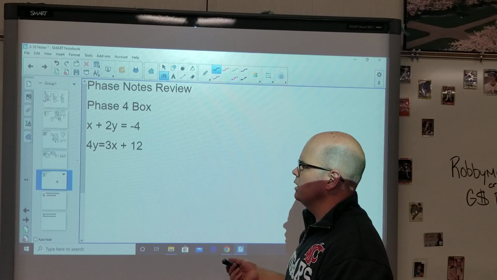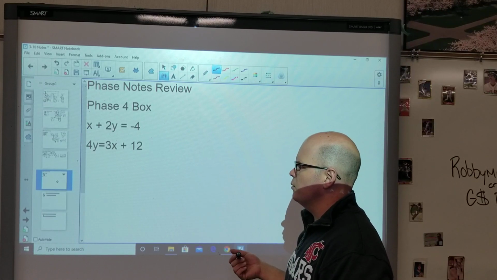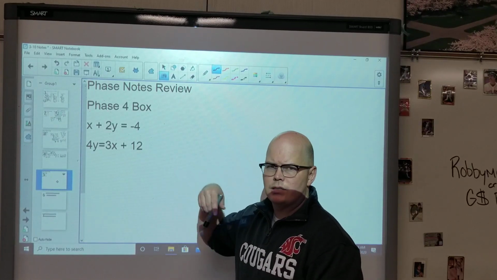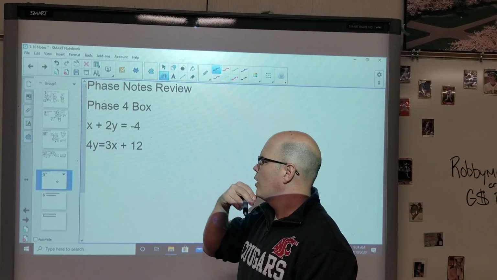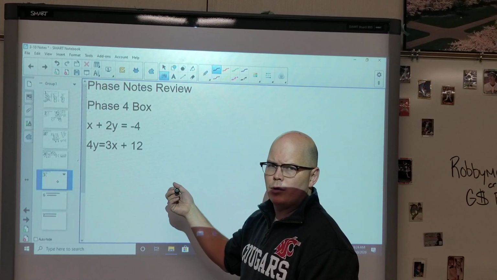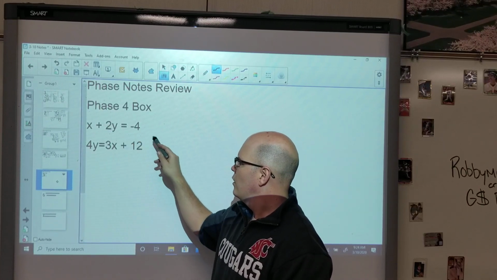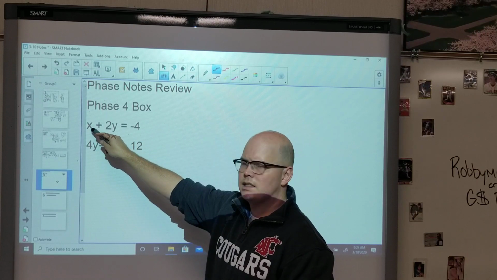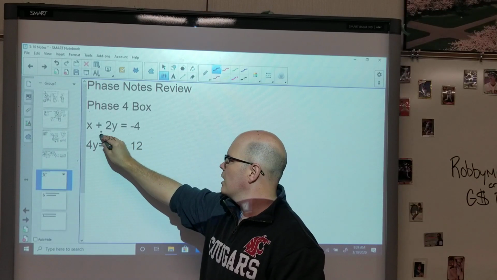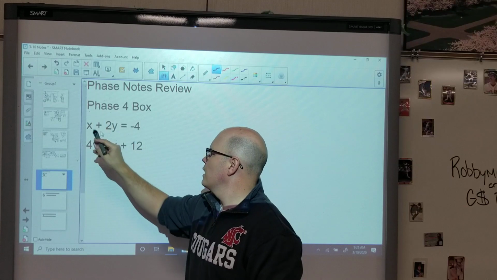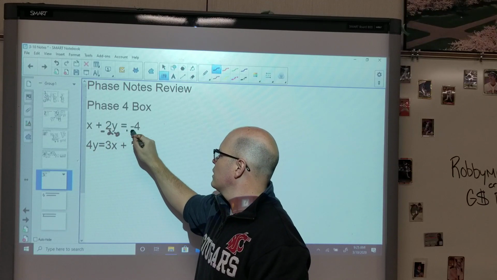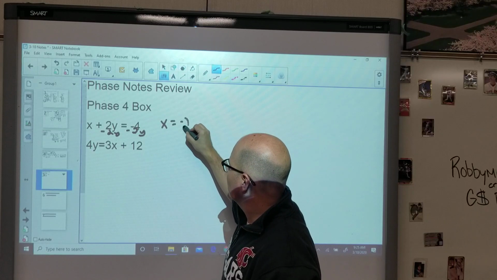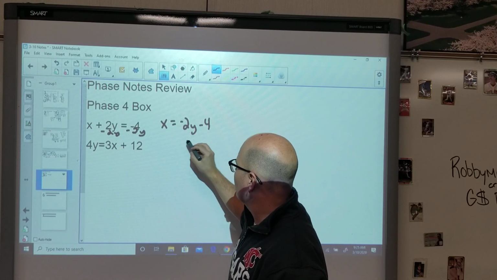Now in our last phase example problem, this is what we're dealing with. Again, it looks a little bit different. There's really nothing in slope-intercept form, so I have two choices. I can either convert one of these into slope-intercept form, or I can just solve for one of the variables. Okay, in this case, out of all the variables I could solve for, I think x is the easiest to isolate. So I'm just going to isolate it by taking the opposite of 2y to the other side of the equation, and I'm left with x equals negative 2y minus 4.